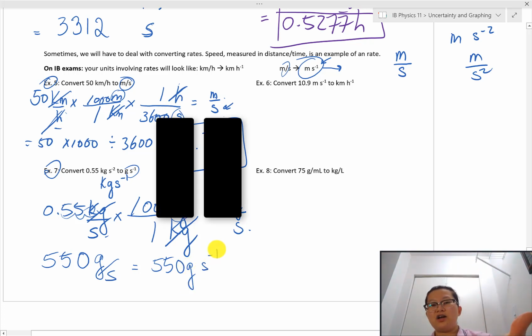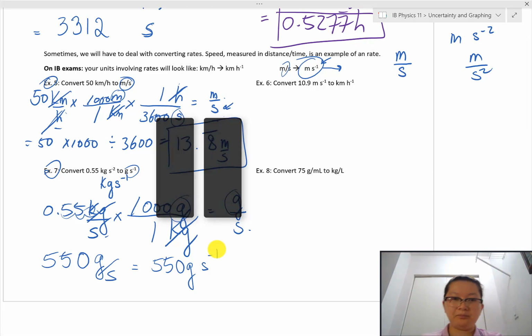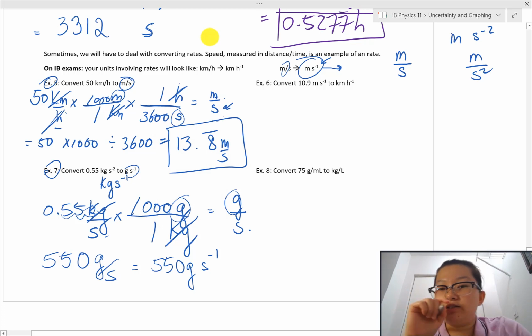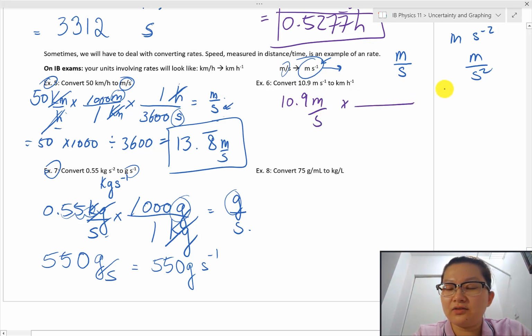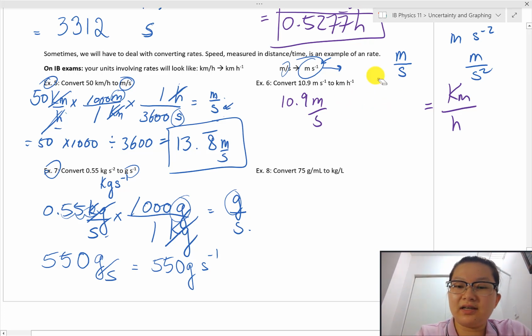All right, your turn to do examples 6 and 8. Good time to pause the video. Okay, so let's do these ones together. 10.9 meters per second, and I want my conversion factor to give me kilometers on top and hours on the bottom. So I need 2 conversion factors, so let's break that down.